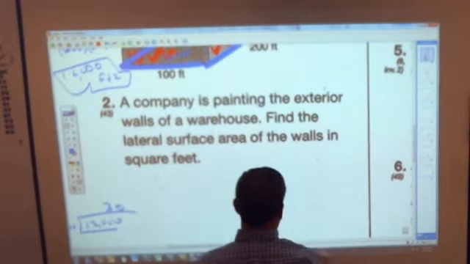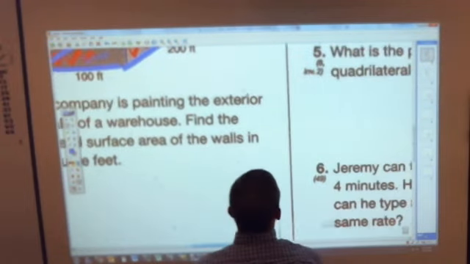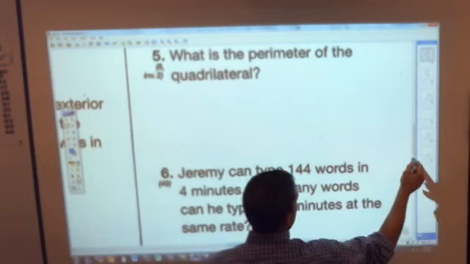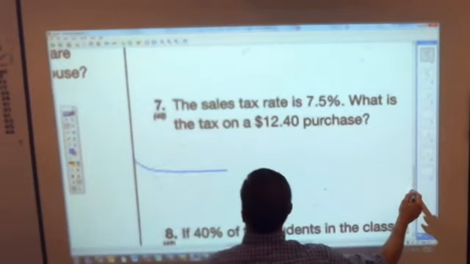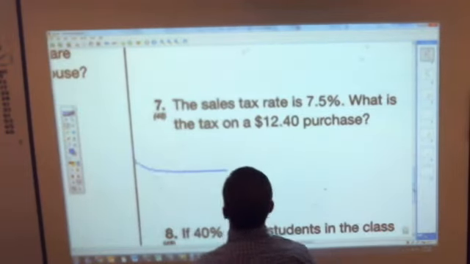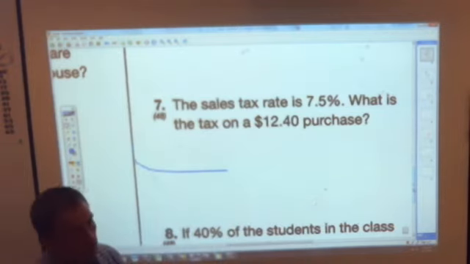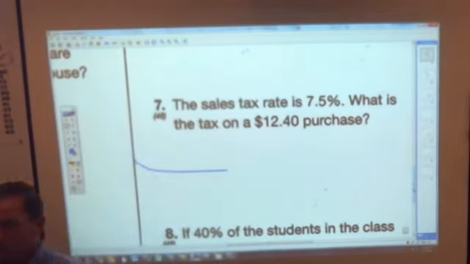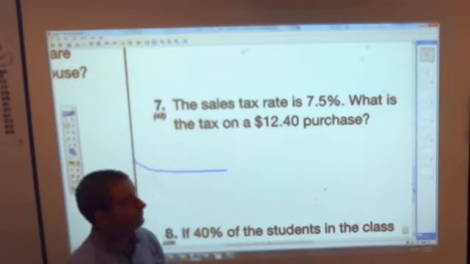Number 7. First thing I think of when I hear the word tax, Garrett, besides crooked governments, the first thing I hear about when I say taxes, multiplying. This is not a division problem. Tax, you are finding something of. You're finding 7.5% of $12.40.